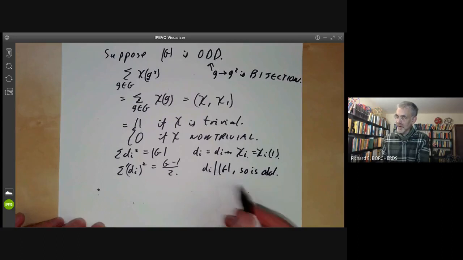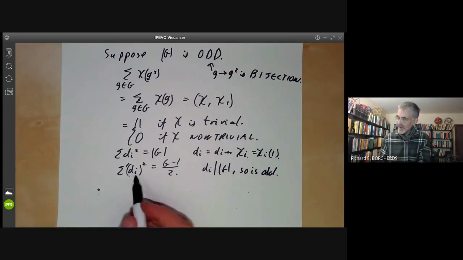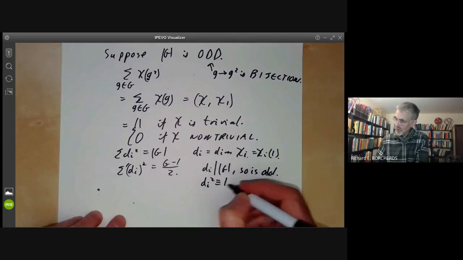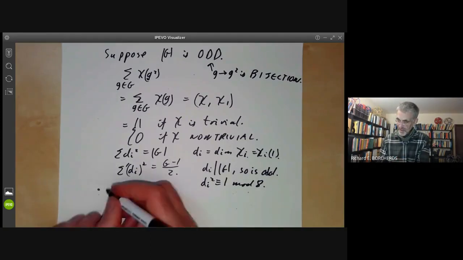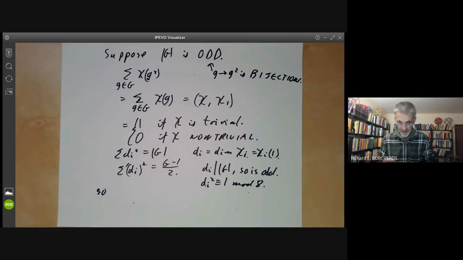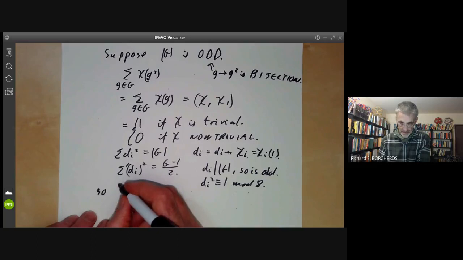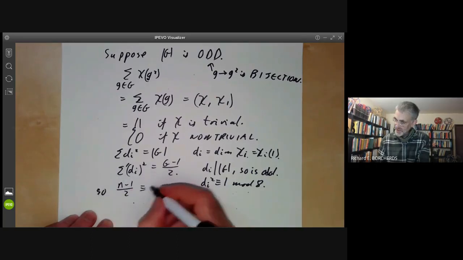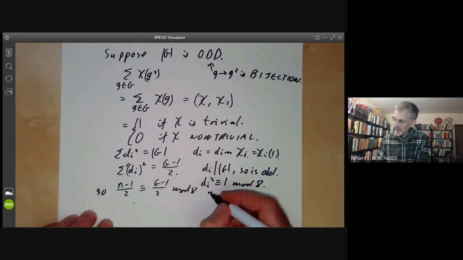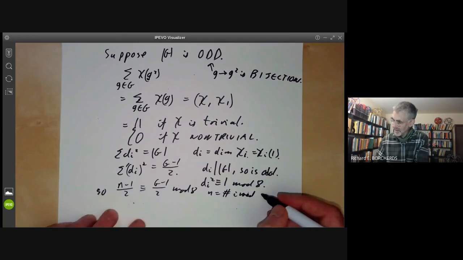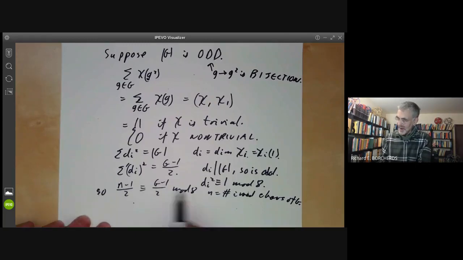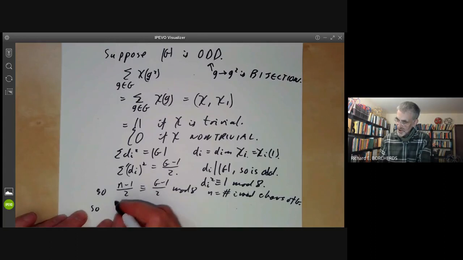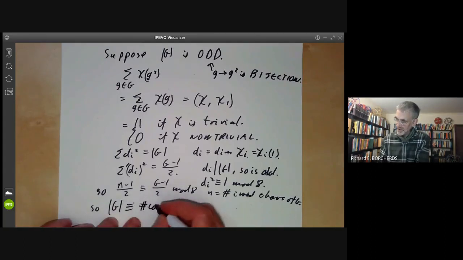Now, in fact, d_i is always odd because it divides the order of G. This is a theorem that we'll prove a little bit later, but assuming it for the moment, we see that d_i squared is congruent to 1 modulo 8, because every odd number squared is congruent to 1 modulo 8. So we see that (n minus 1) over 2 is congruent to (|G| minus 1) over 2 mod 8, where n is the number of irreducible characters of G, which is the same as the number of conjugacy classes. And if we double this, we find that |G| is congruent to the number of conjugacy classes mod 16.